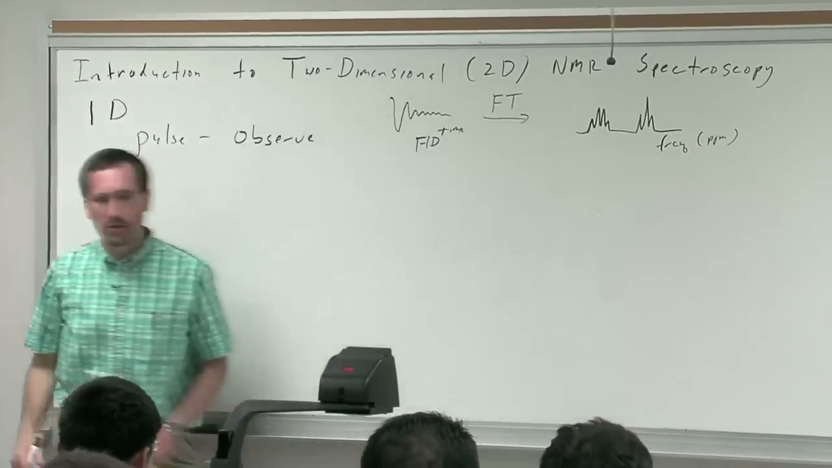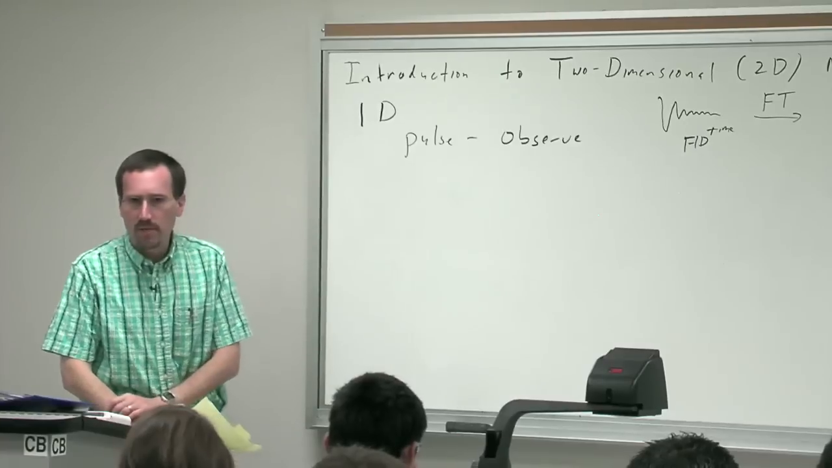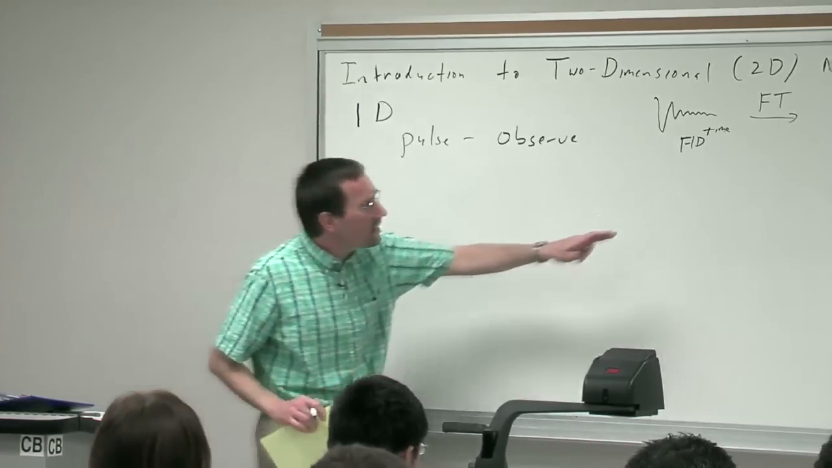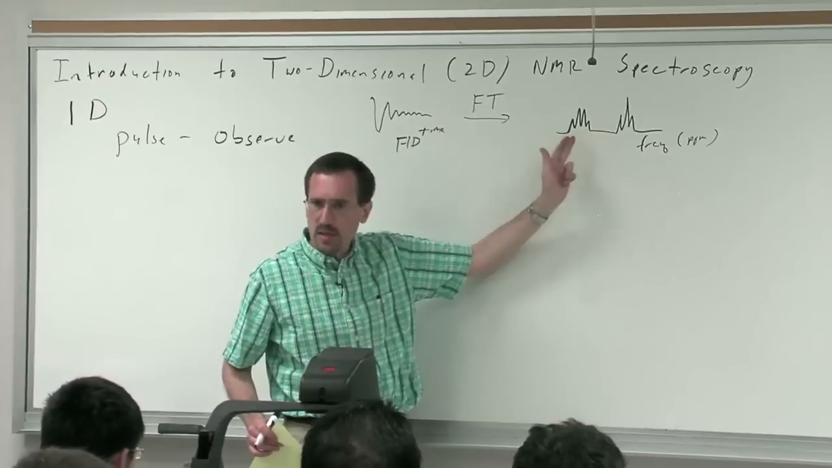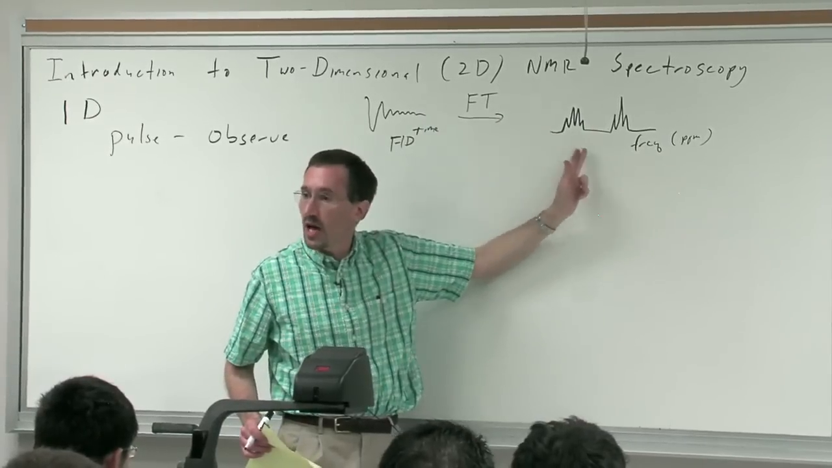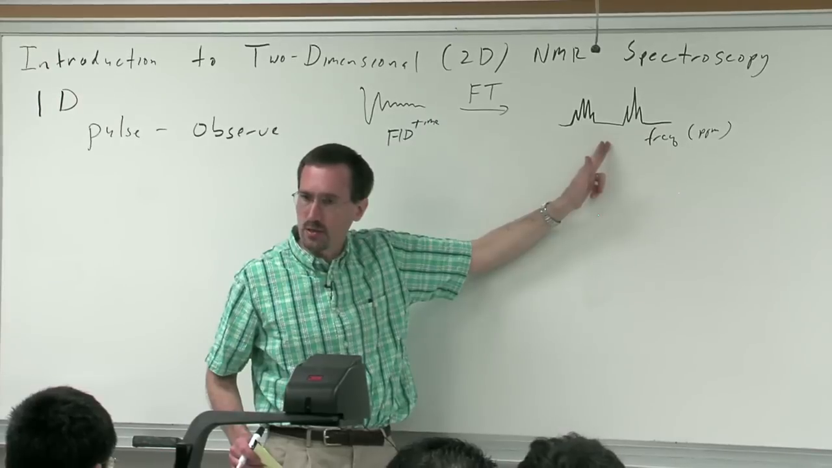And so your spectrum still has amplitude on the vertical axis, and it has frequency in the units of ppm on the horizontal dimension. The reason we call this one-dimensional NMR spectroscopy is not because this is a 1D graph. You'd say this is a 2D graph. It's because you have one time dimension, and that gets transformed to a frequency dimension.